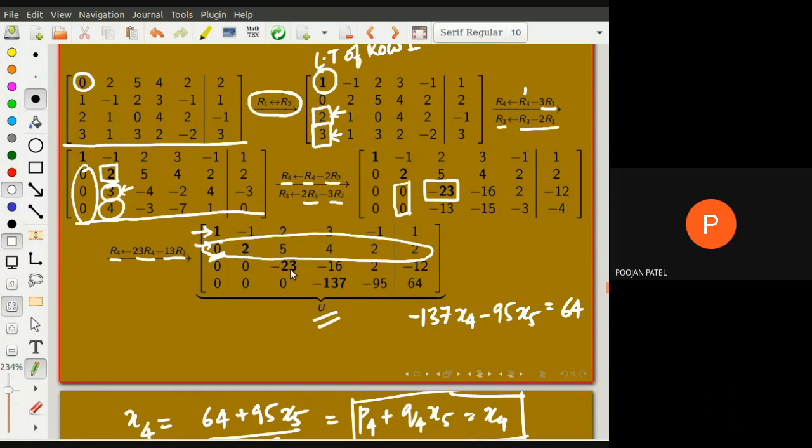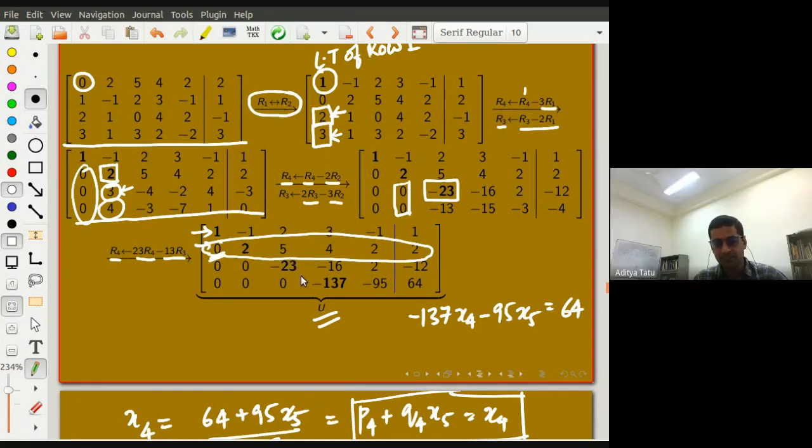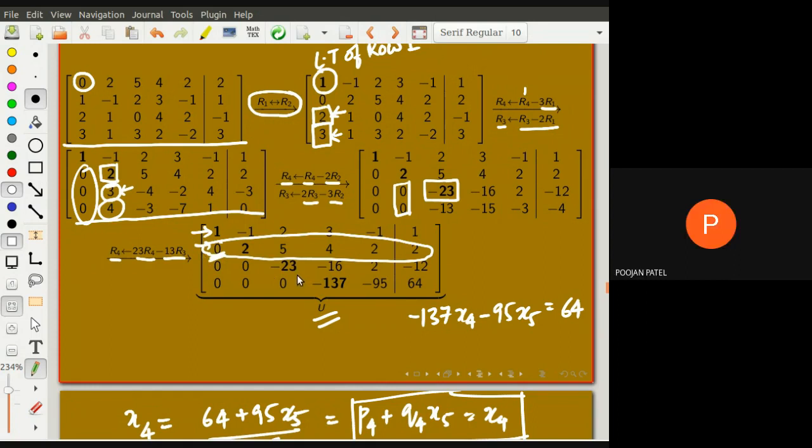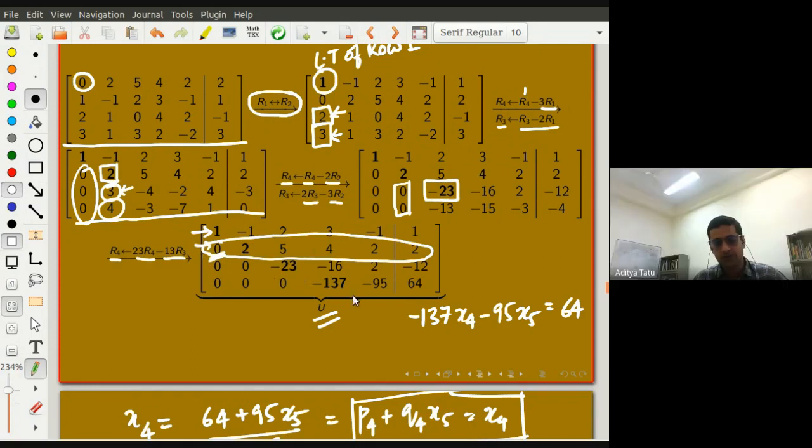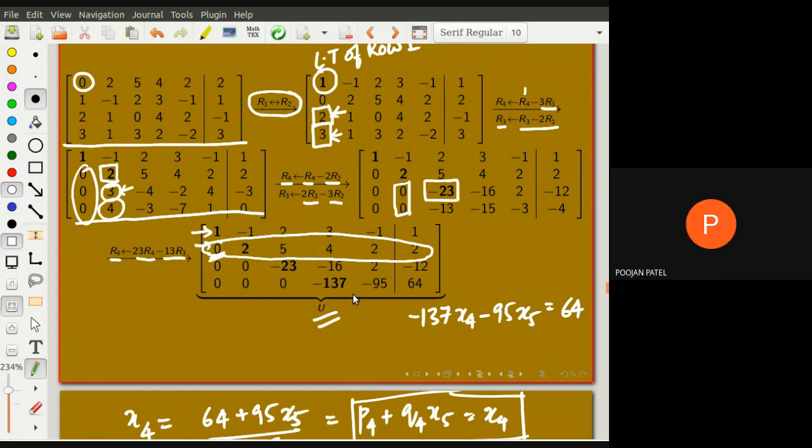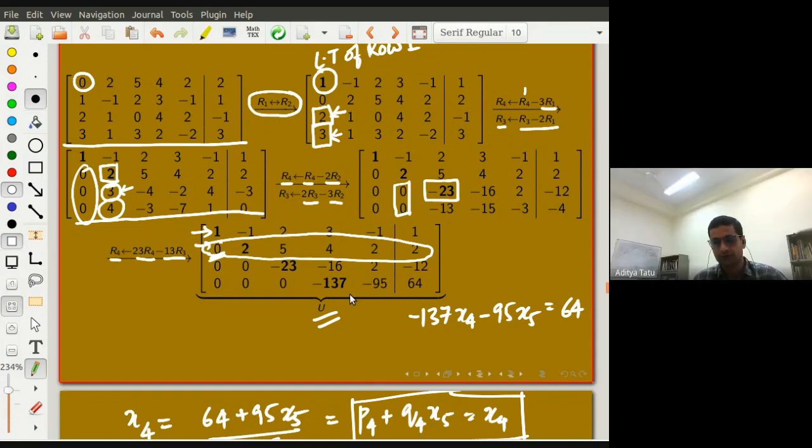Similarly, these two? No, linearly independent. All three? Yes, they are linearly independent. All four? Okay, independent. So rank four. So rank is 4.